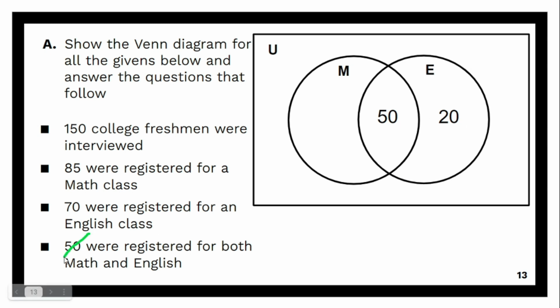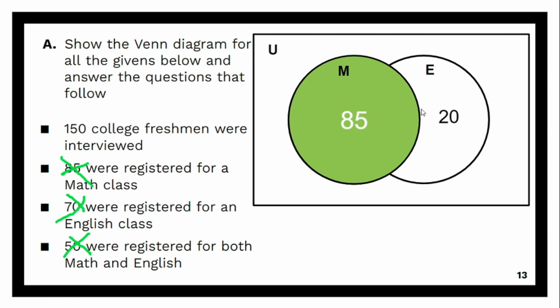So, finish with this. Another, sabi, teacher, ilan daw yung nag-register for math class? Ang nag-register daw for math class ay 85. Meaning to say, this M part should be 85. Correct? 85. Kaya lang, may 50 na tayo sa gitna kanina. So, meaning to say, we just have 35 for this portion. Okay? So, ibig sabihin, because of this, makikita natin, ilan ba yung math and English, ilan yung math lang, and ilan yung English lang.